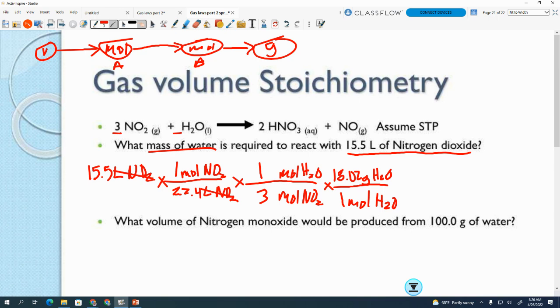Now, I'm not so much concerned about you getting the answer, but I want you to give me the setup and see if you can set up the problem for the second one. It says, what volume of nitrogen monoxide would be produced from 100 grams of water? So instead of looking at these two, we're going to be looking at water and nitrogen monoxide.